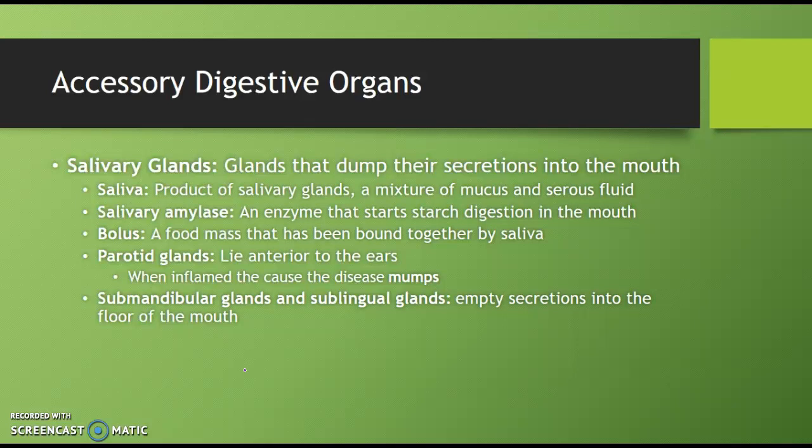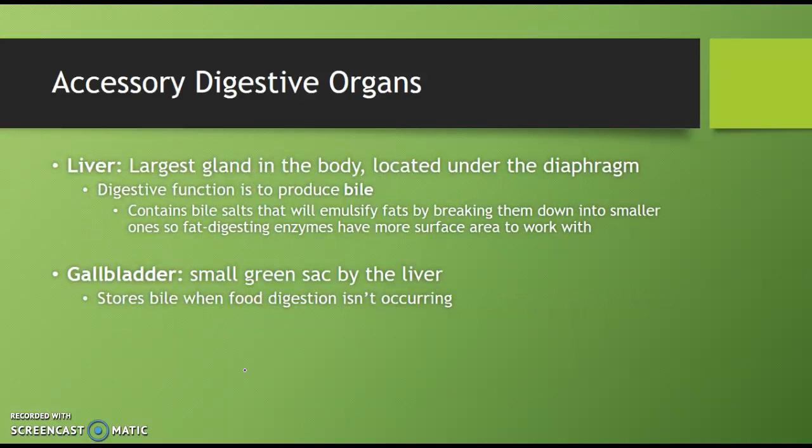And then you have a few different glands. You have the parotid glands, which are right in front of the ears. When these are inflamed, they cause the disease mumps that you've probably heard of. Then we have our submandibular and sublingual glands, which are closer to the floor of the mouth. I think of those like when your mouth is watering, those are those two glands.